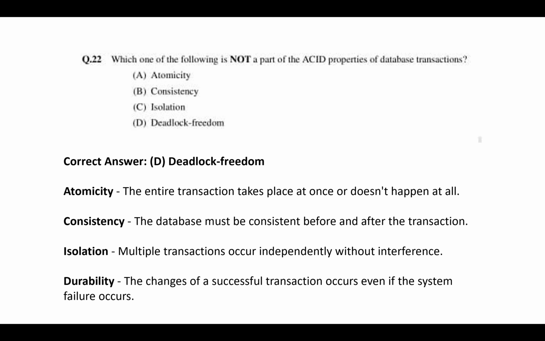So the next question is, which one of the following is not a part of ACID properties of database transactions? So here are given four options: atomicity, consistency, isolation and deadlock freedom. So the correct option is deadlock freedom, because ACID properties are atomicity, consistency, isolation and durability. So instead of durability here they have given deadlock freedom, which is not correct.